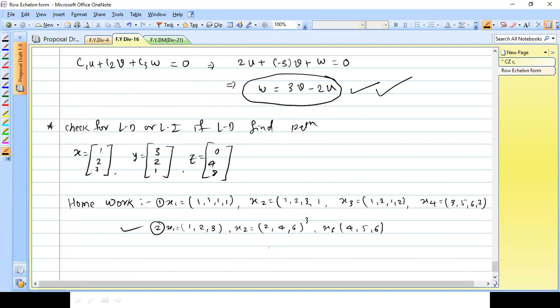Dependent. Dependent, sir. How is it dependent? x2 is a multiple of x1. Here you can see two vectors: x1 is dependent on x2. You can easily find the relation by doing some easy calculations. So you can think in that way also.